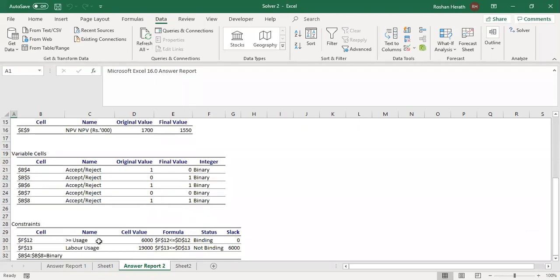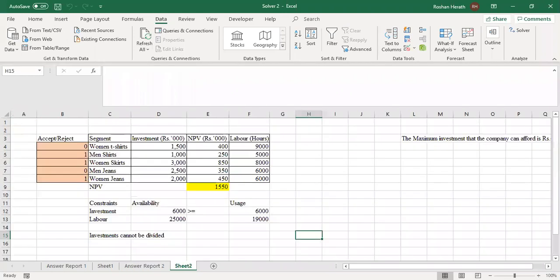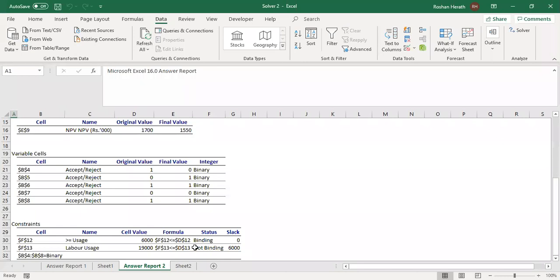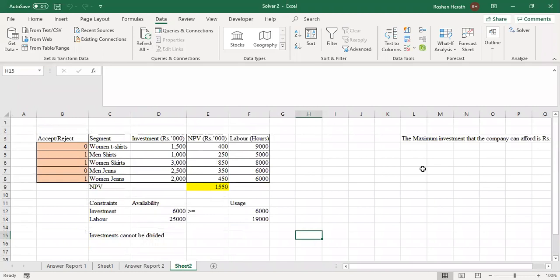When it comes to the first constraint, you can see that it is binding. What is that? It's about the investment. Investment is a binding constraint. The available funds is 6 million, and for the projects you have used everything. But what about labor? Though the labor available is 25,000, all that you had used is 19,000. It is non-binding, and the variables are binary values. That's it. So that's how you structure and answer the question in capital budgeting.